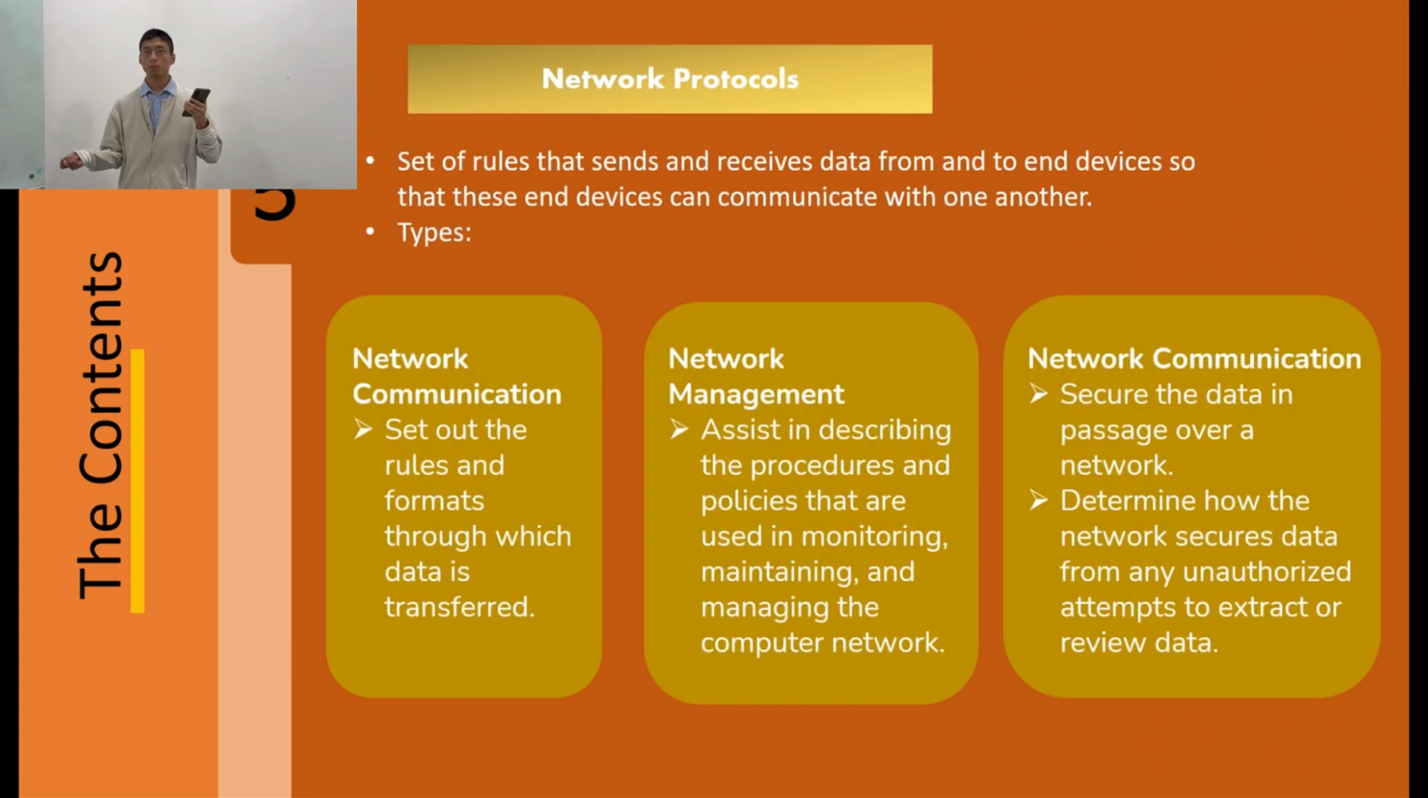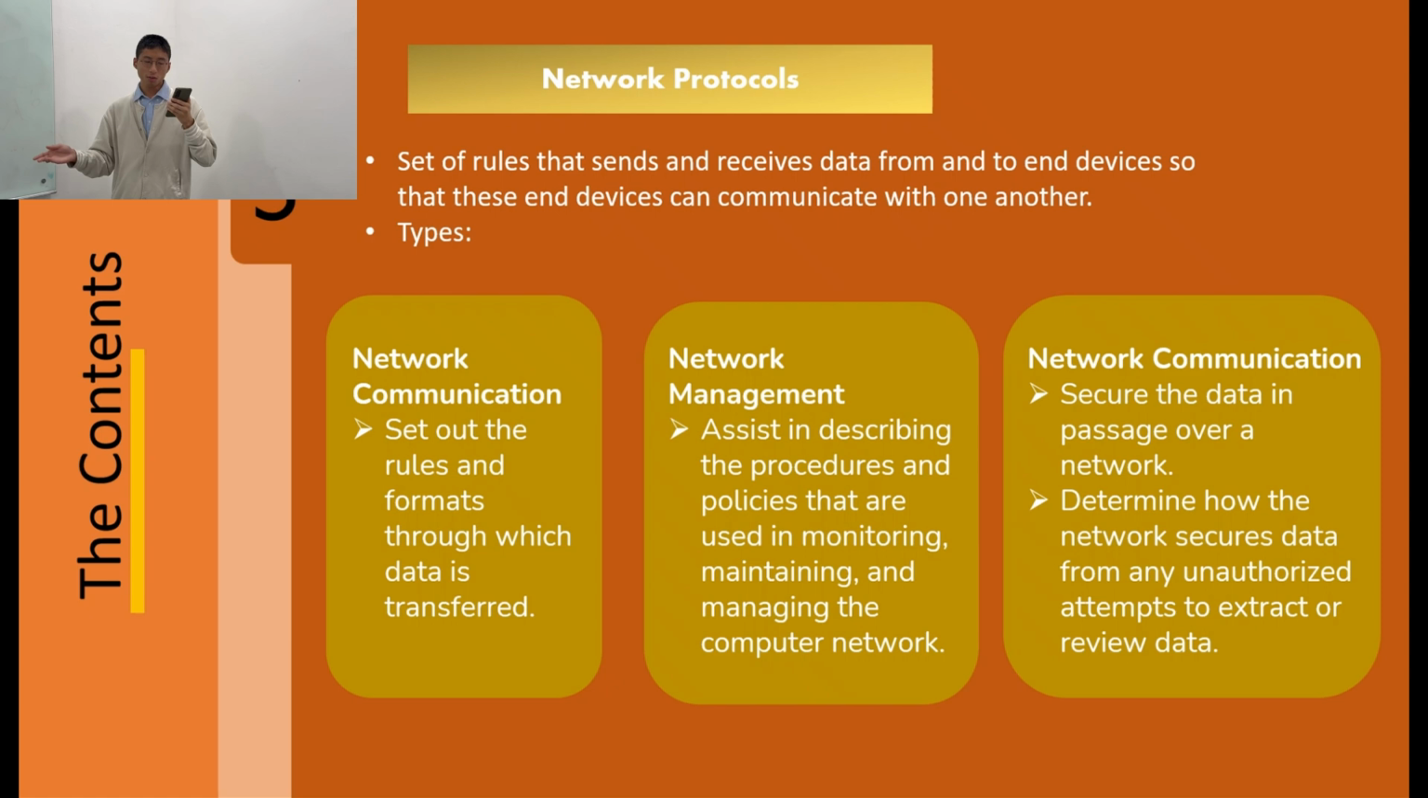Now we will dive into network protocols. A network protocol, in simple terms, is a set of rules to send and receive data from one end to another end of electronic devices. There are three main types of network protocols. First, we have network communication. It sets out the rules for how data is transferred between devices. For example, we have FTP, which facilitates transfer of files between computers.